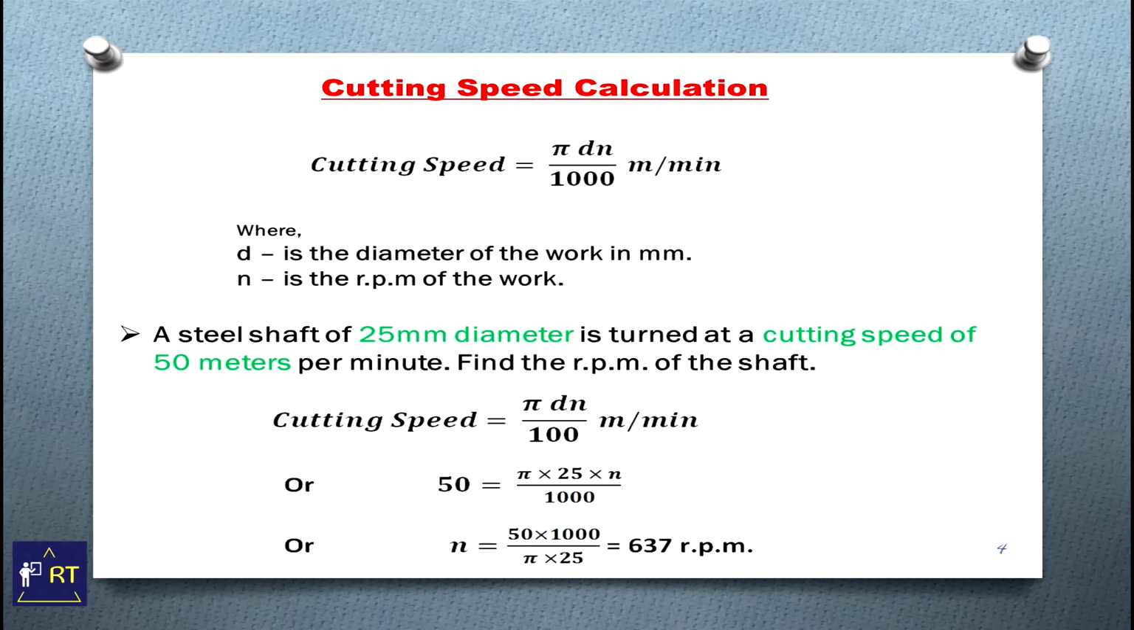Cutting speed is equal to pi D N by 1000 meters per minute. Here D is 25, D means diameter. 25 is the diameter and 50 is the cutting speed, and the total rpm is 637 rpm in calculation.